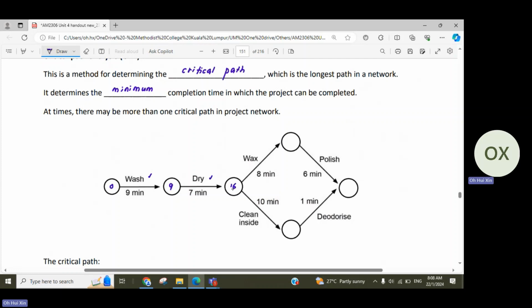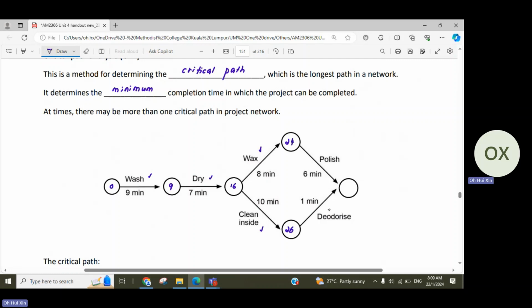Then we continue from there. After 16 minutes, we can start waxing and also cleaning inside at the same time. We need 8 minutes to complete waxing, so by the time we finish waxing or start polishing, it's 24 minutes, based on waxing, because 16 plus 8 gives 24. We take 10 minutes for cleaning inside, so the time when we finish cleaning inside is 26 minutes into the project, and this 26 comes from cleaning inside.